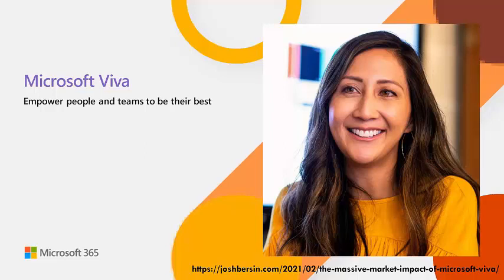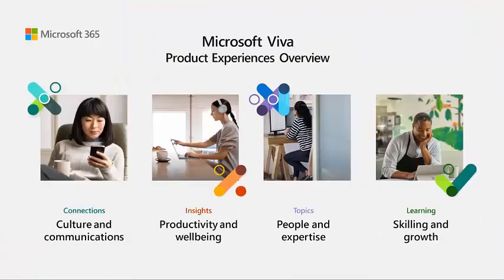So that's a bit of background to Viva. What you'll see inside a lot of the Viva marketing, though, is four primary target areas of what Microsoft Viva is aiming to accomplish. Reading left to right, we have culture and communications as a pillar of what Viva is trying to achieve, productivity and well-being, people and expertise, and finally skill and growth.